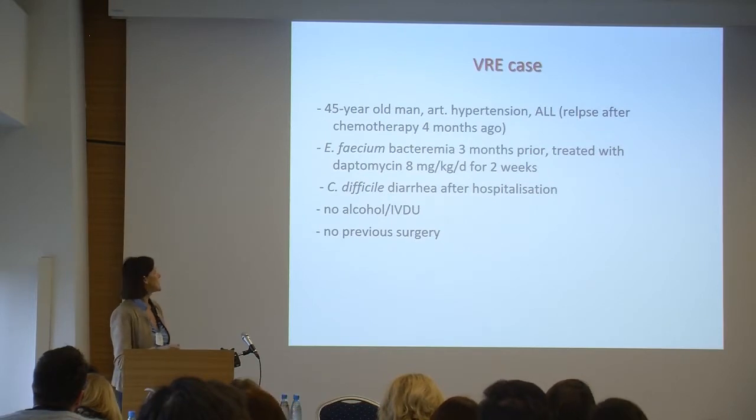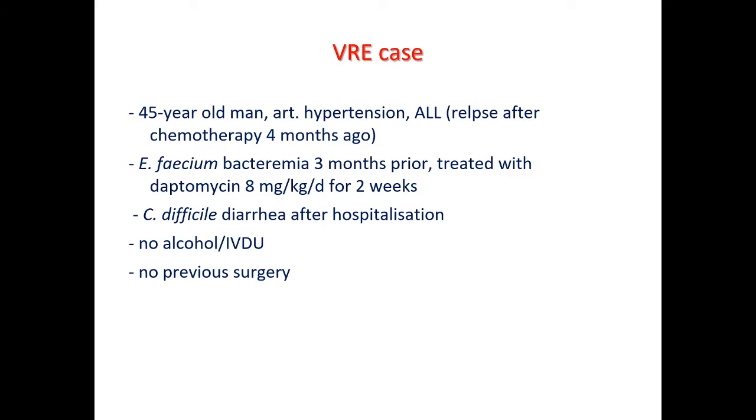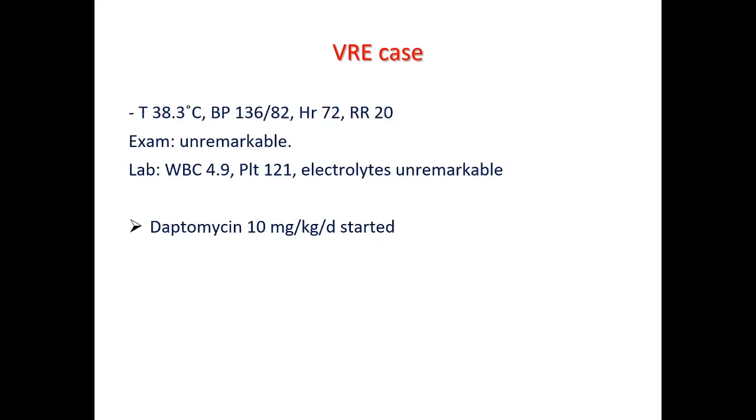So I'll continue with the second case. This was a 45-year-old man with arterial hypertension, with acute lymphoblastic leukemia, who relapsed and needed a new cycle of chemotherapy. This patient had an enterococcal bacteremia with Enterococcus faecium 3 months prior to this hospitalization. At that time, he had been treated with daptomycin, 8 milligrams per kilogram, for 2 weeks. And now he returned again with fever.